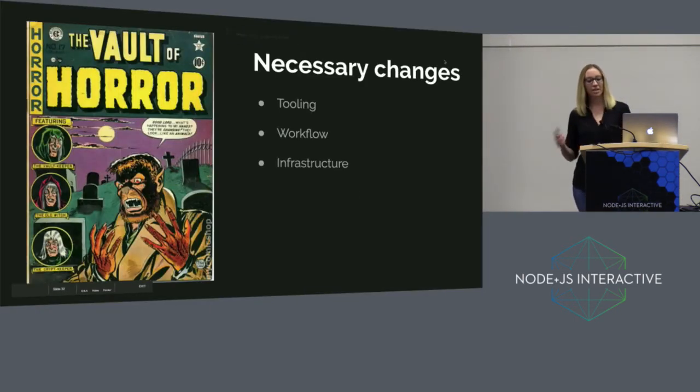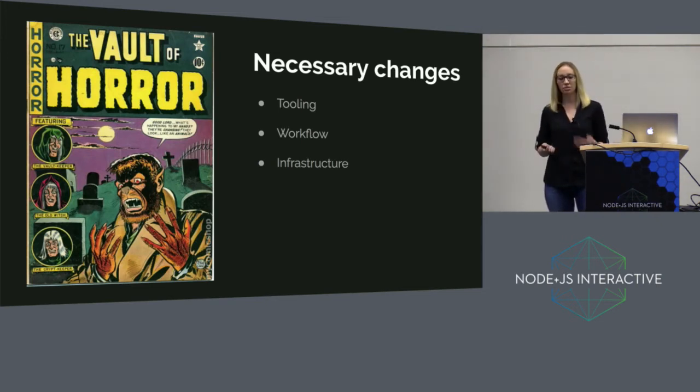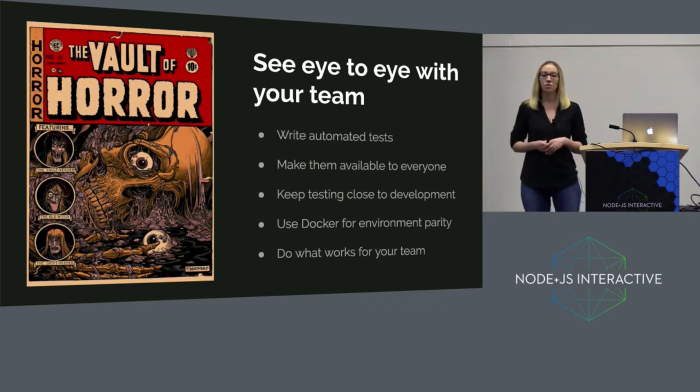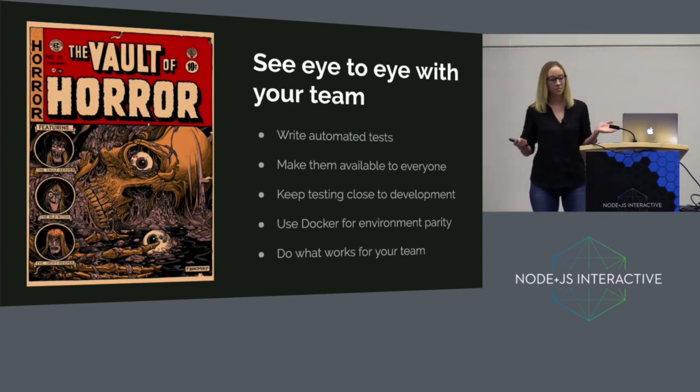So let's recap a little bit about what we talked about. We talked about making some changes to your tooling to make sure that you can write automated tests easily. We talked about changing your workflow to include testing closer to development. And we also talked about updating your infrastructure to use things like Docker to make sure that things are reproducible. But more importantly, it's better to make sure that you see eye to eye with your team. If you're going to make any of these changes, you can do it incrementally, and you don't have to do it in the order that I listed.